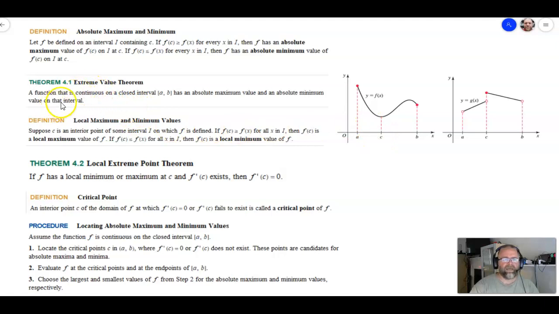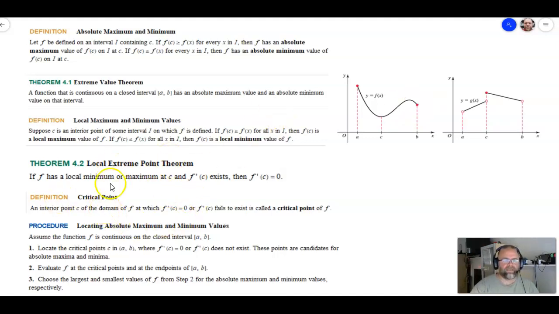And then the extreme value theorem says a function that is continuous on a closed interval a to b has an absolute maximum value and an absolute minimum value on that interval. So if we take any interval, as long as that function is continuous, meaning we can draw a line from the first x value to the last x value, then there has to be some y value where everything is either less than or equal to it, and some y value where everything is greater than or equal to it.